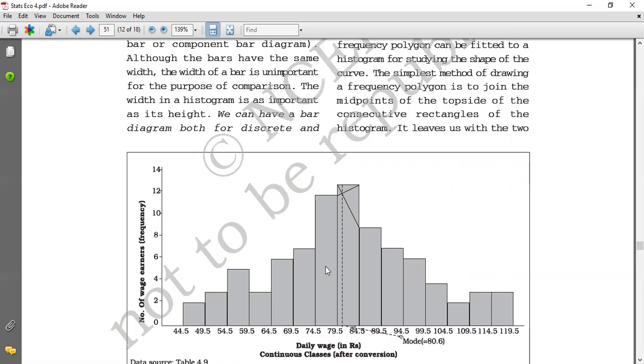We will discuss that next, when we learn about it. The technique of constructing a histogram is illustrated in the following cases: equal class intervals are given, unequal class intervals are given, midpoints are given, and inclusive class intervals are given. We are making all of these with this technique. In the case of equal class intervals, the height of each rectangle is taken to be equal to the frequency of the corresponding class.